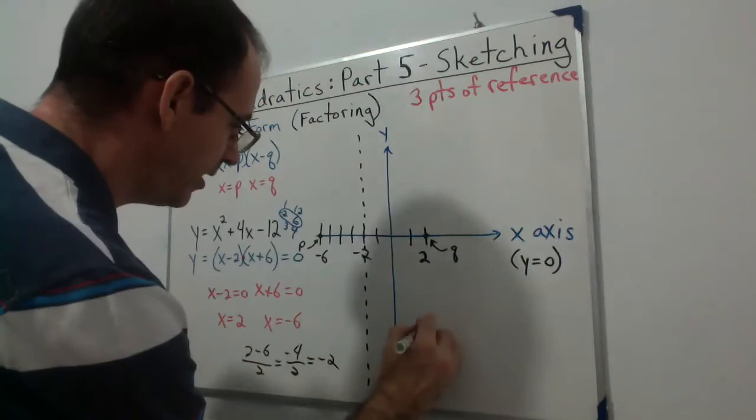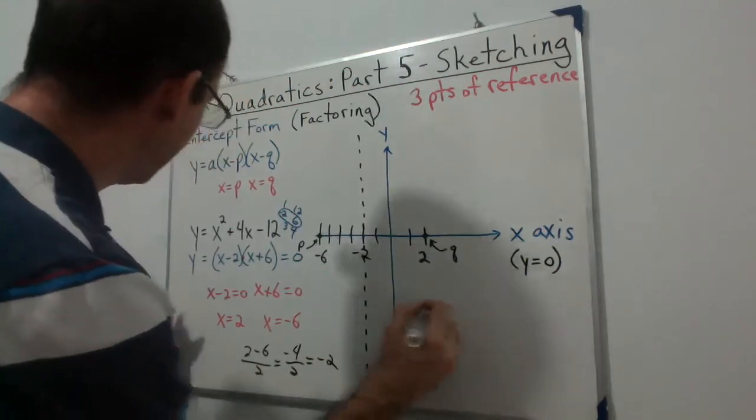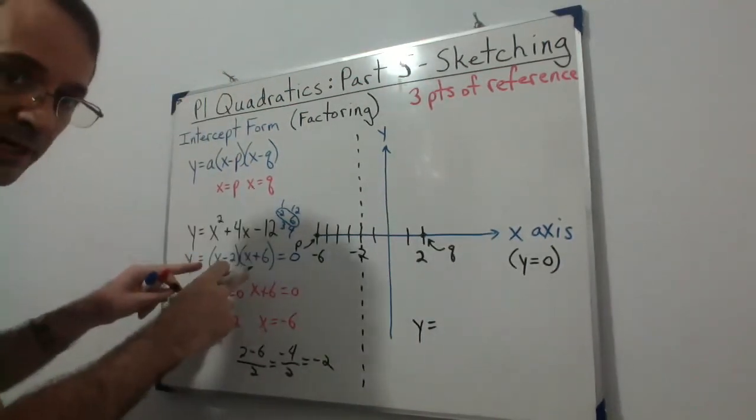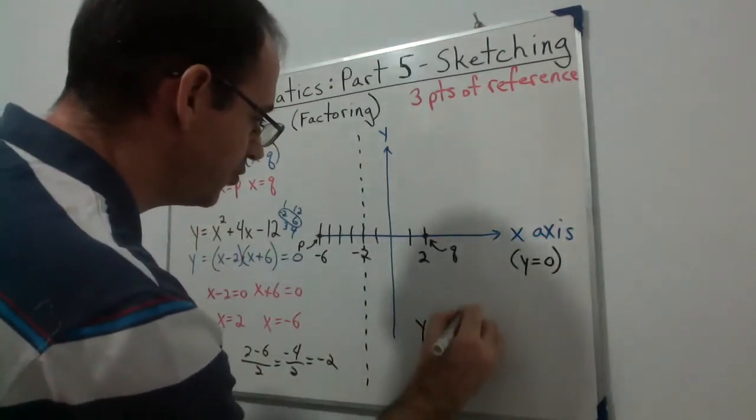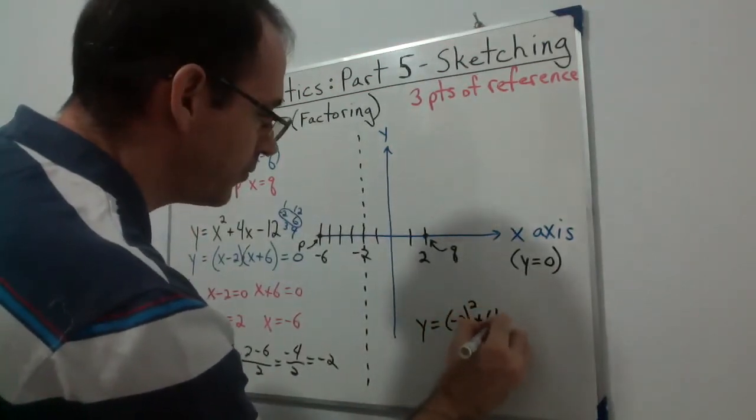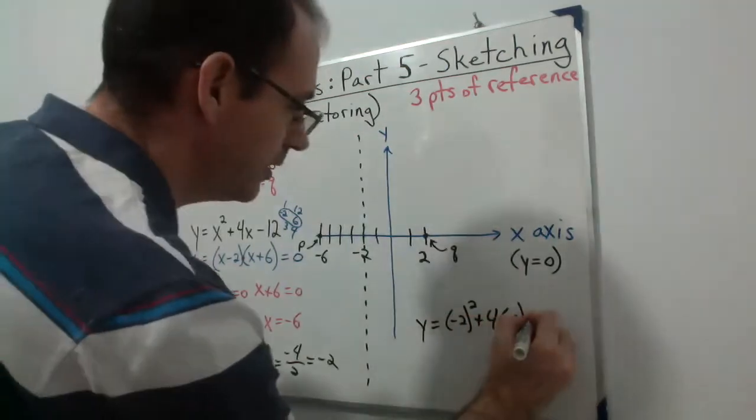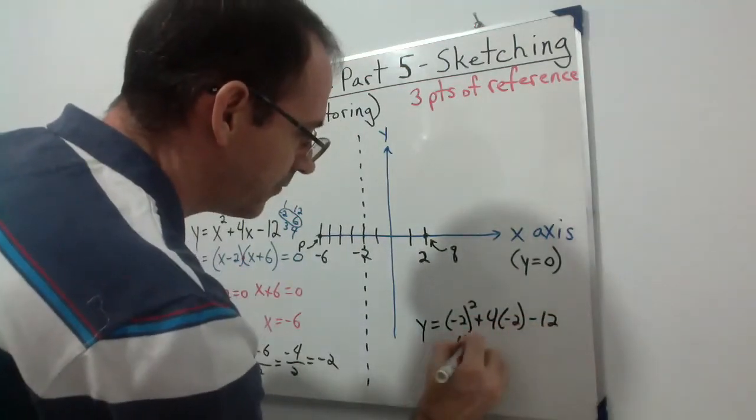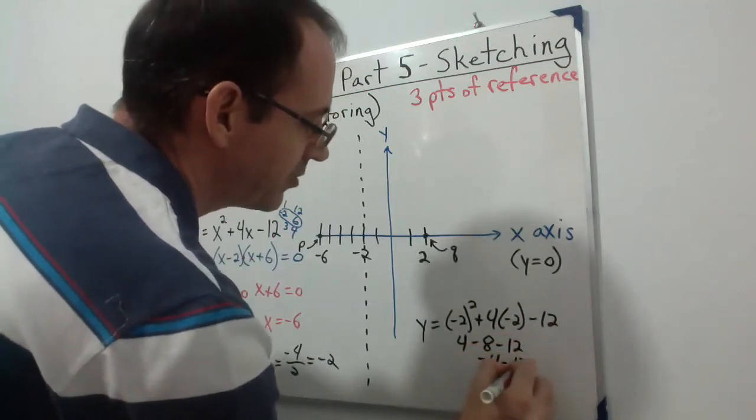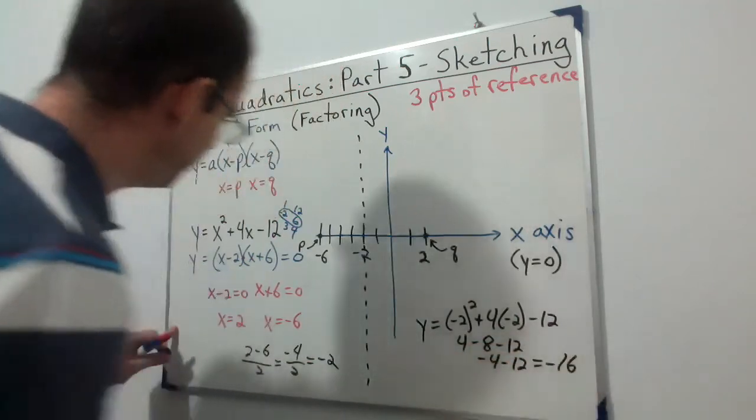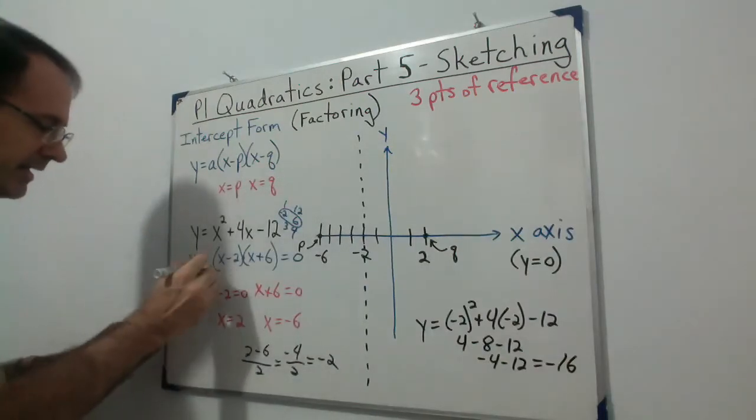So I'll put it over here, y equals, and you could do it in either place, by the way. You could do it up here where you get negative 2 squared plus 4 times negative 2 minus 12. Get 4 minus 8 minus 12. That's a negative 4 minus 12, which is negative 16. You could also put it in here.